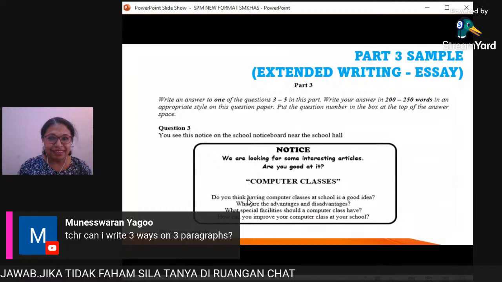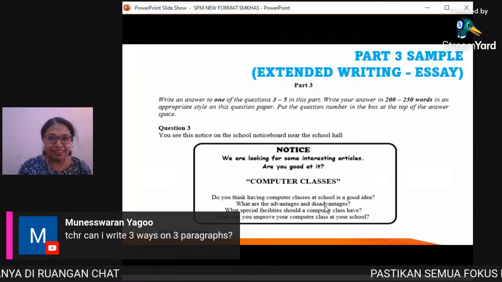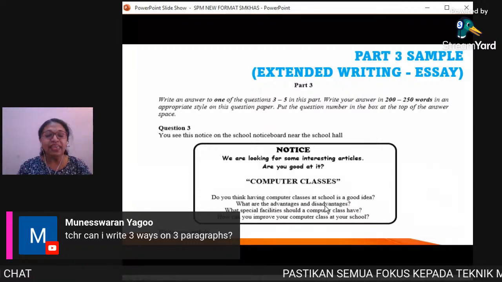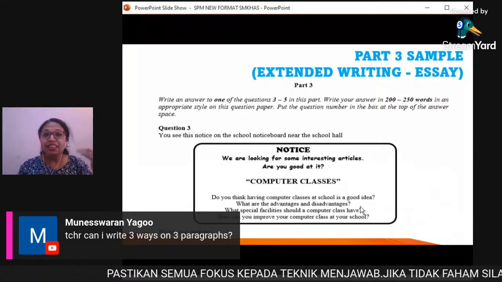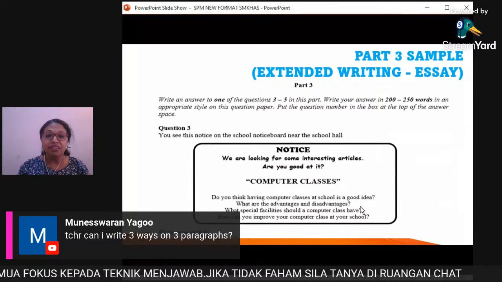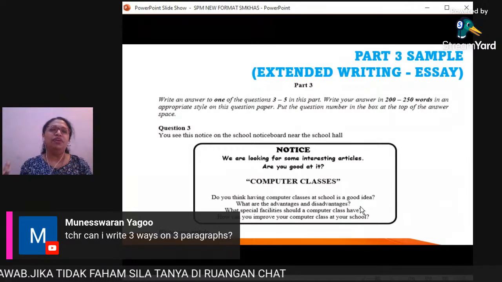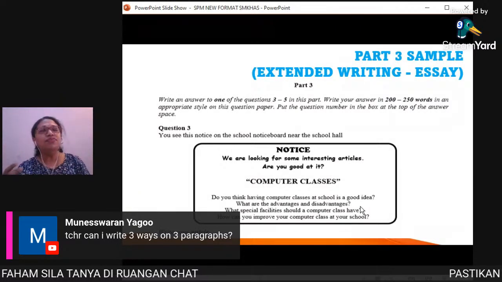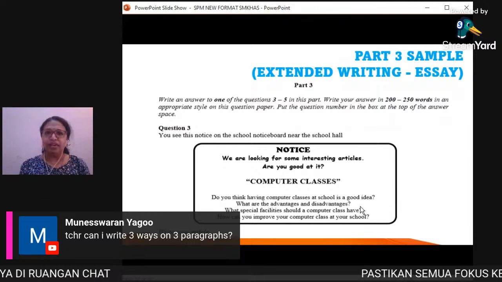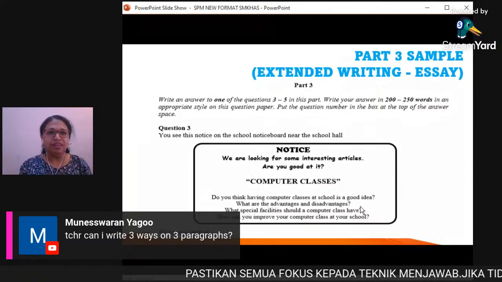So the first part of it is the beginning. The second part of the question is the advantage and disadvantage. The third paragraph will be the special facilities that a computer class should have. It means your imagination. What do you want in a computer class at your school? Think, recall. Is your computer class in your school perfectly organized, or is it full of facilities?